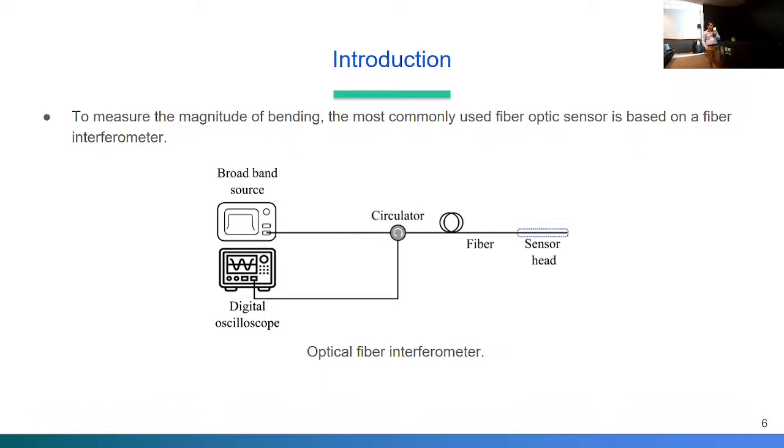Also, we have something that is called a circulator, a digital oscilloscope, and of course, fiber optic. And the way that it works is the following. The broadband emits light, which goes to this circulator. Then the light travels until it reaches the tip of the fiber. Then some of the light is reflected, and then the oscilloscope shows the signal that we get after this light has been reflected.